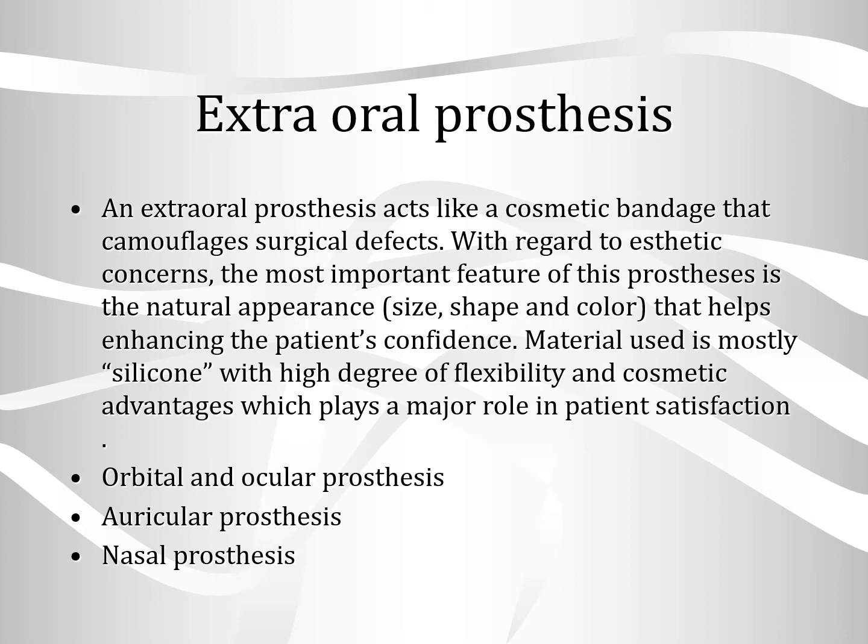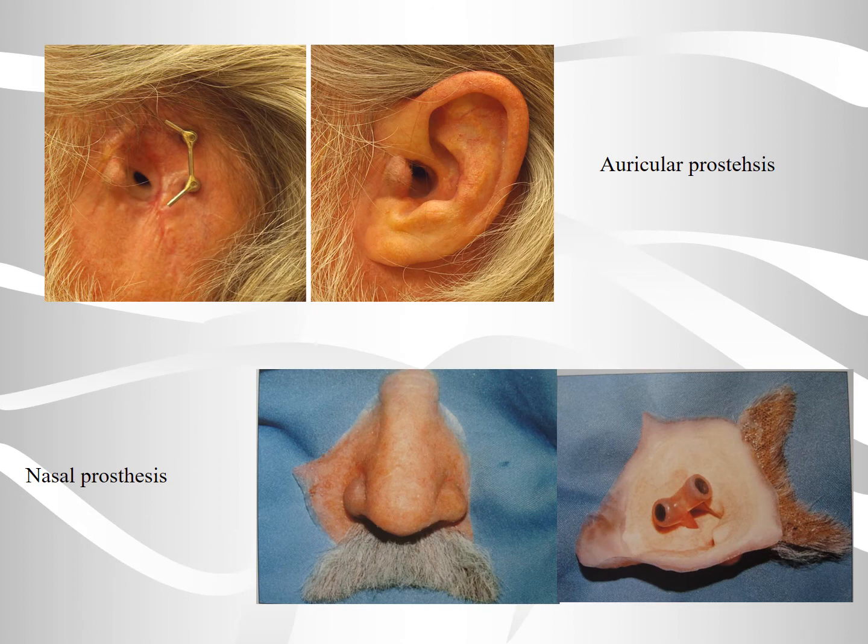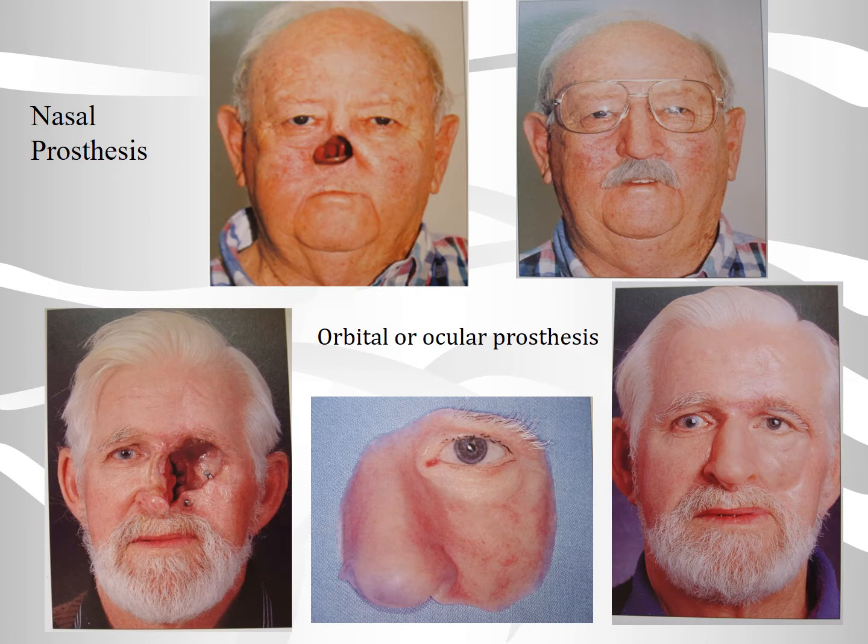So those can be orbital, ocular prostheses, auricular prostheses, and nasal prostheses. In the photo, you can appreciate the auricular prosthesis on the top, and in the bottom photo, you can see nasal prosthesis. Again, there's an example in the top photo of the nasal prosthesis. Below, you can see an orbital or an ocular prosthesis.